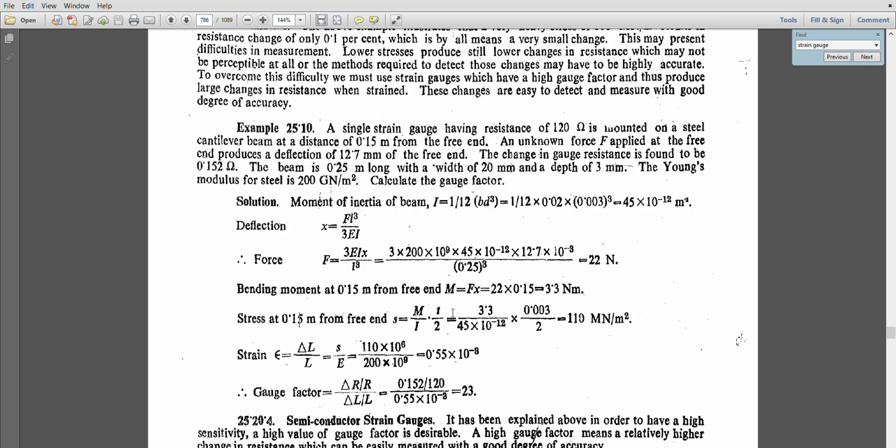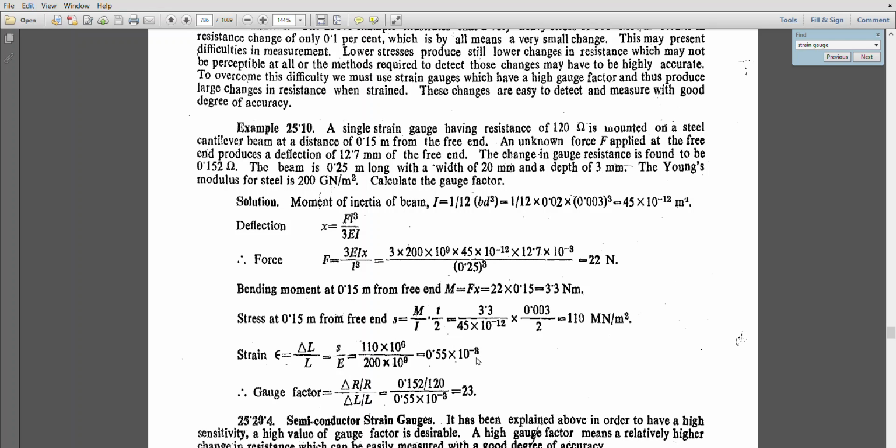So your measured stress is 110 meganewtons per meter squared. You know your bending moment, you know your moment of inertia, you know the thickness, and divided by 2 results in 110 meganewtons per meter squared. And the strain can be calculated as delta L by L or S by E. So E equals S by epsilon. Stress by strain is E, that is Young's modulus.